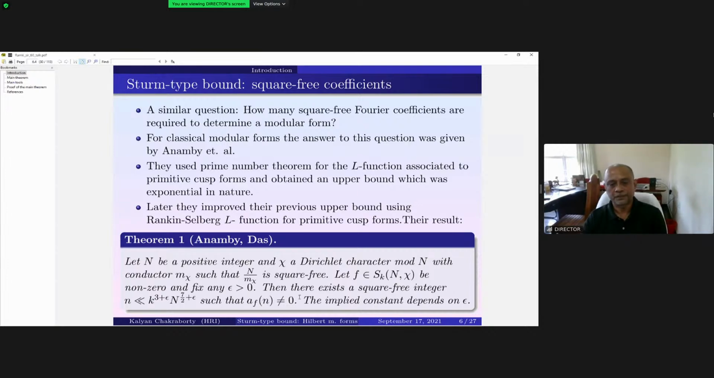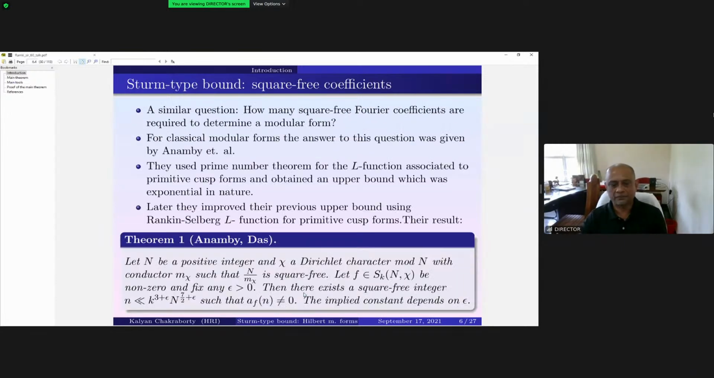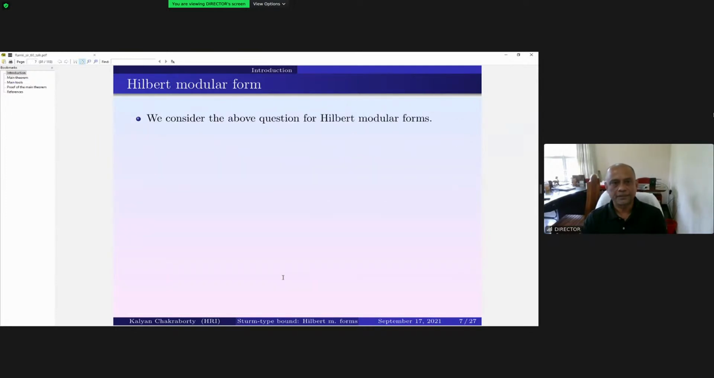So that means the form is non-zero. You have to check only that much. If you find one a_f(n) which is non-zero, then the form is in fact non-zero. And this constant here depends only on the epsilon that you have chosen. So this is the classical result by Das and Balasubramanyam.